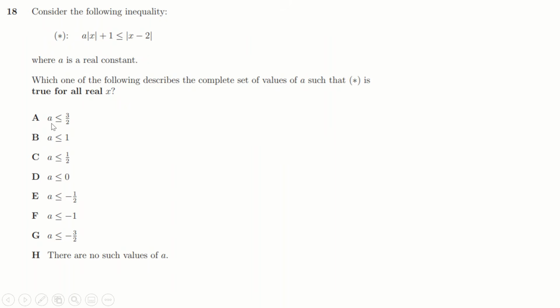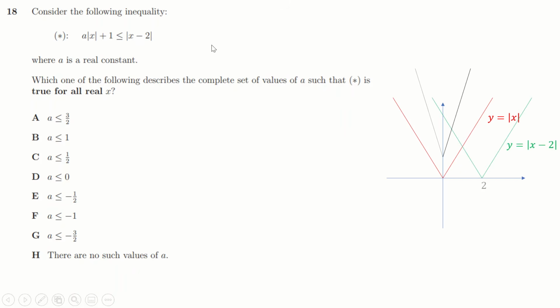Number 18, again, like so many questions before it, I'm going to sketch this. I know mod x looks like this, which means I know mod x minus 2, that's just been transformed 2 to the right. That looks like that. I animated this in wrong, but this one here, this black one, and this point here is 2 because of course it's been moved 2 to the left.